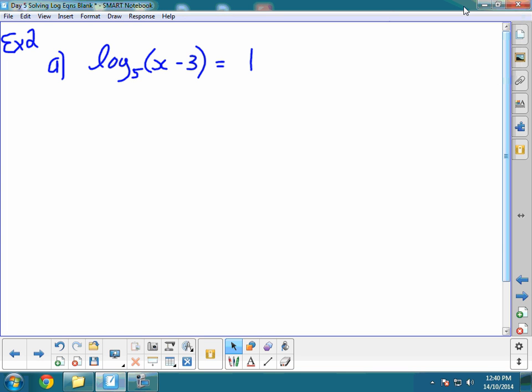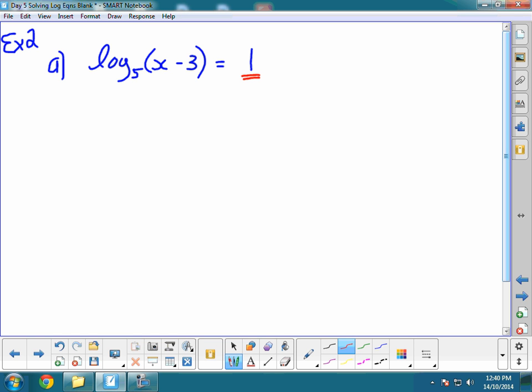Right. Next, in example 2, we're going to try and use that same strategy of getting a common log and being able to ignore it. But you'll notice here that I've got a log on the left-hand side with an x in it, but I've got just a number 1 on the right-hand side. So I would like to somehow change this 1 into some sort of logarithm so that I can have a common log and ignore it.